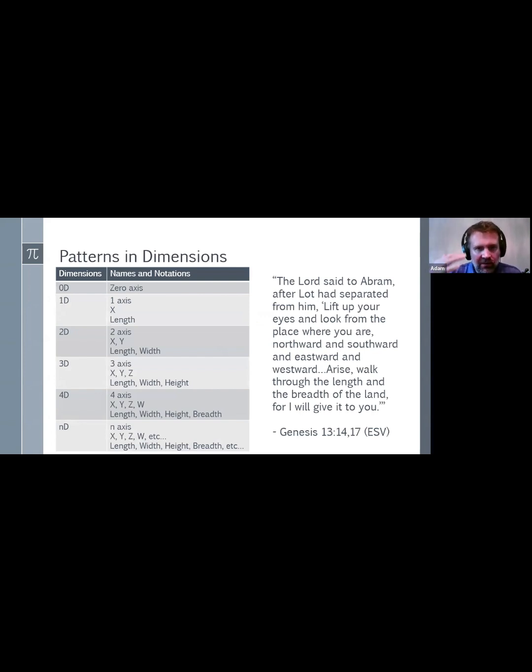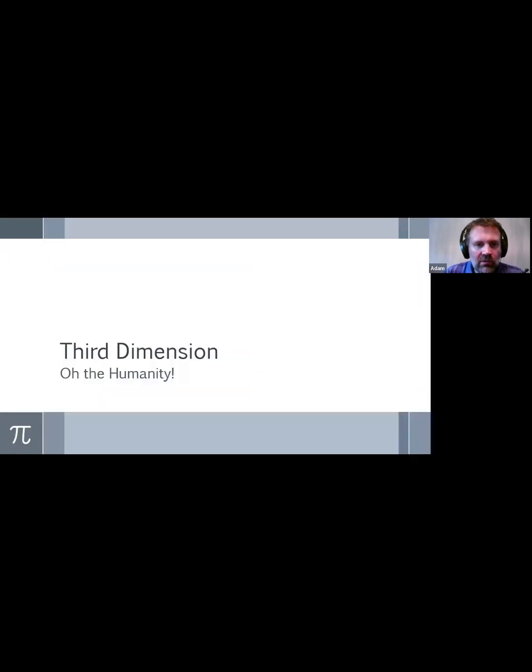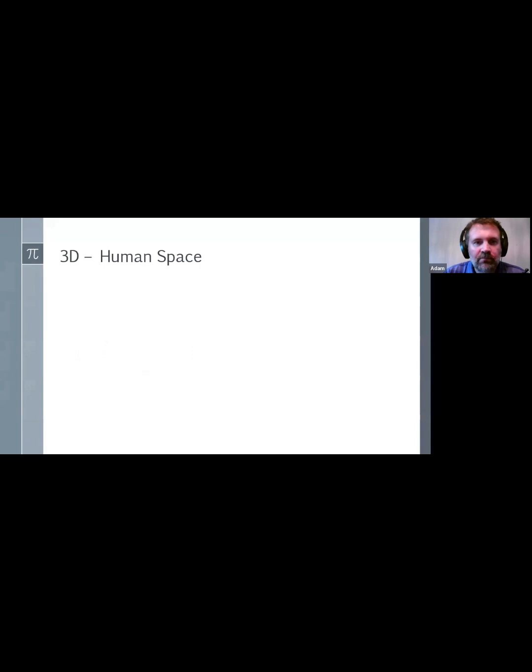These are, as you see, the patterns that flow from one D to the next D to the next D, and so forth. So, putting that all aside, since we already looked at it and it was familiar, we will now go into the third dimension, the human space, the place where we live.